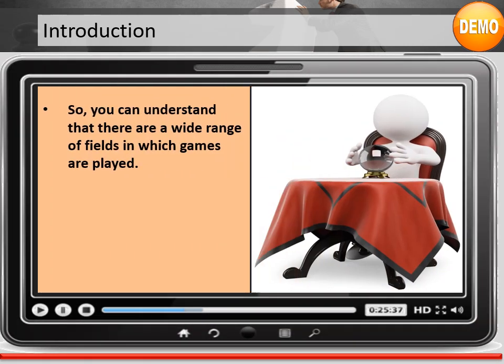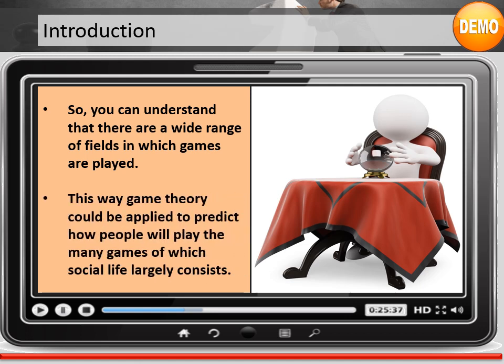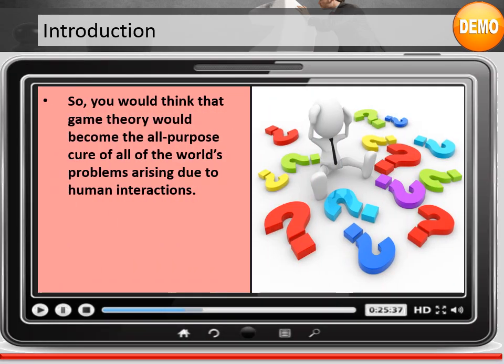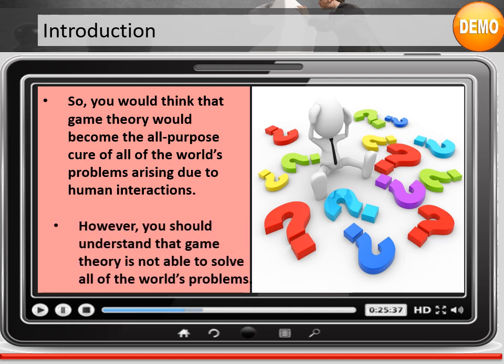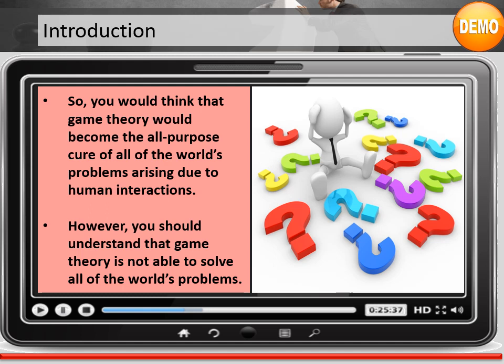You can understand that there are a wide range of fields in which games are played. This way, game theory could be applied to predict how people will play the many games of which social life largely consists. So, you would think that game theory would become the all-purpose cure of all the world's problems arising due to human interactions. However, you should understand that game theory is not able to solve all of the world's problems.